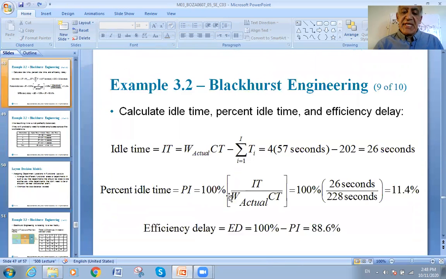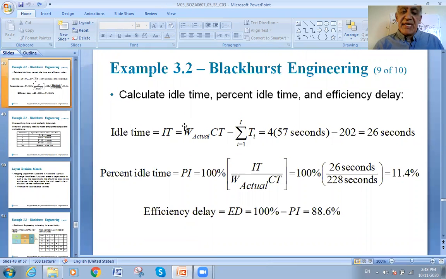To get the idle time, I will take the actual working stations, which is four stations. I will multiply by CT, which is the largest number of the four stations, 57 seconds, minus the total of all the phases together. It will give me 26 seconds. Then to get the percentage idle time, you divide the idle time by the whole time, which we got here, 4 by 57, 228.